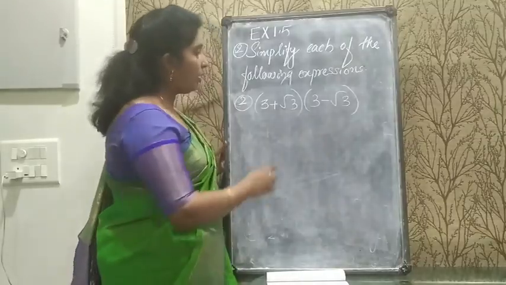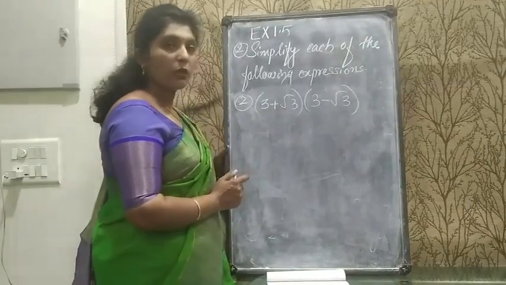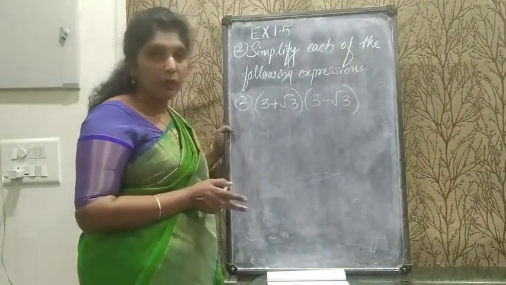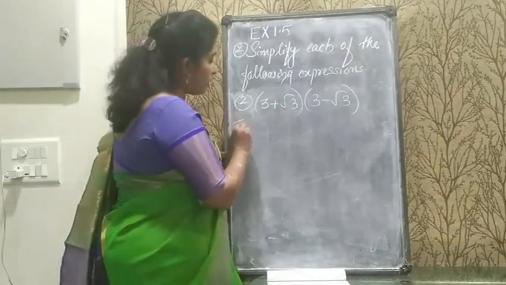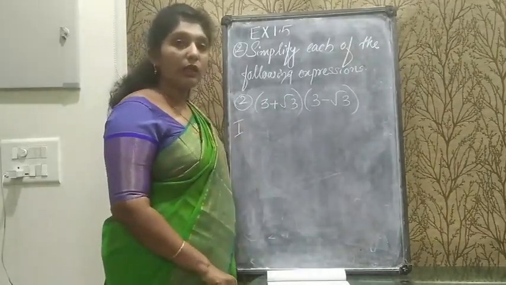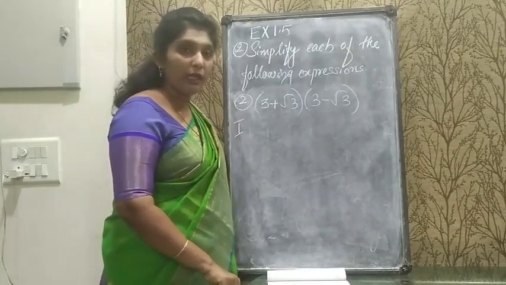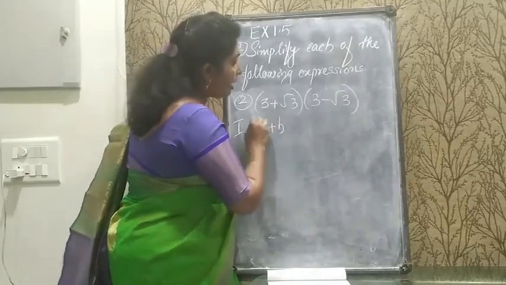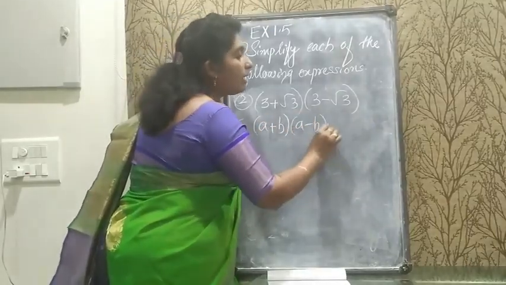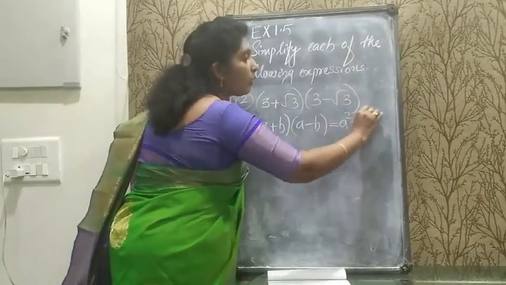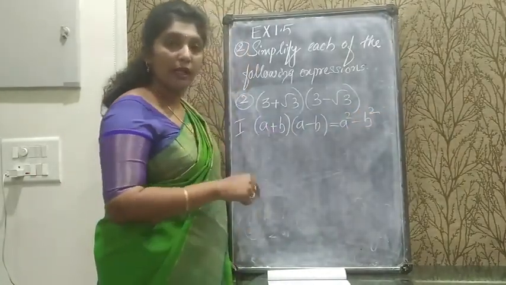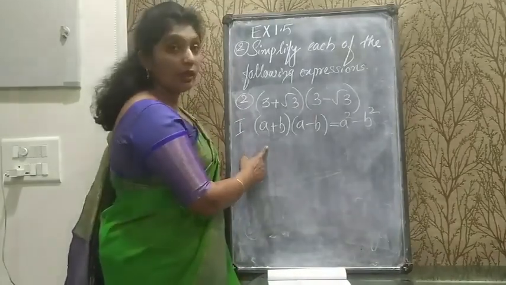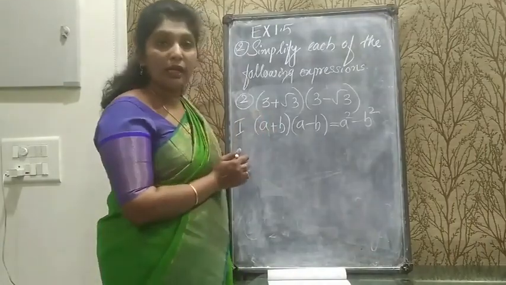The second question, 3 plus root 3 into 3 minus root 3, we have to simplify. Here in two ways we can simplify this question. The first way is, already in 8th class you learned the identity a plus b into a minus b is equal to a square minus b square. Actually this same identity is coming again in the second lesson also. Now just compare the given question to this identity.